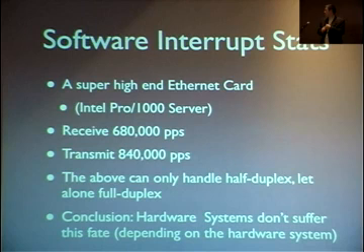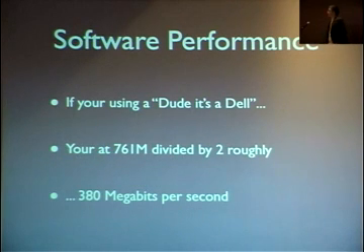Hardware devices generally don't have this because you can hook it up to an FPGA. You won't have interrupts. You can pass them with buffers. You can do different things like that. So if you're using a Dell, like an ISS box, you're at 761 megabits divided by 2, so that's 380 megabits per second, yet they sell a 2 gig box. So theoretically, the maximum is 380 megabits per second.